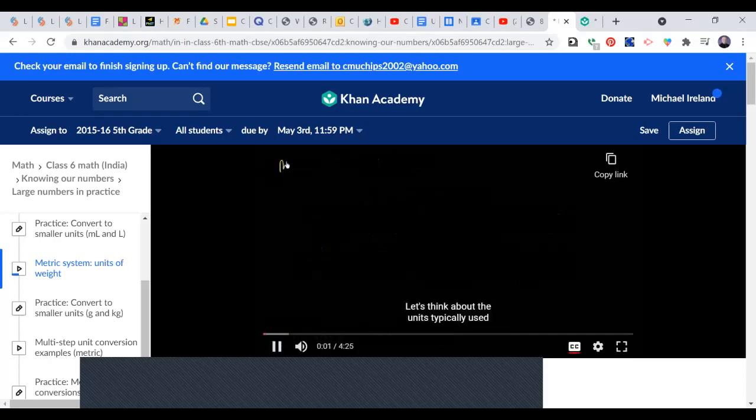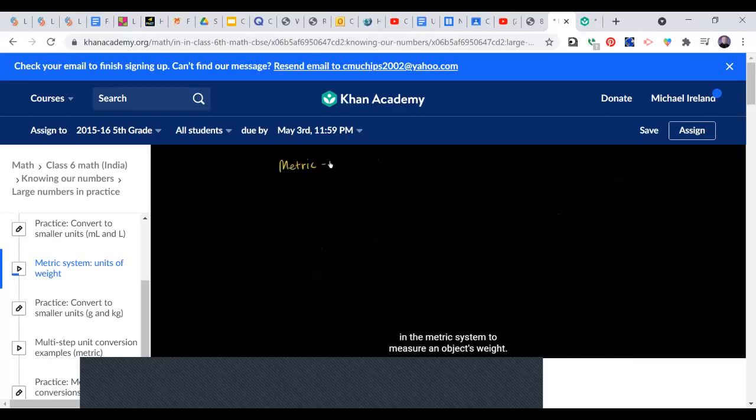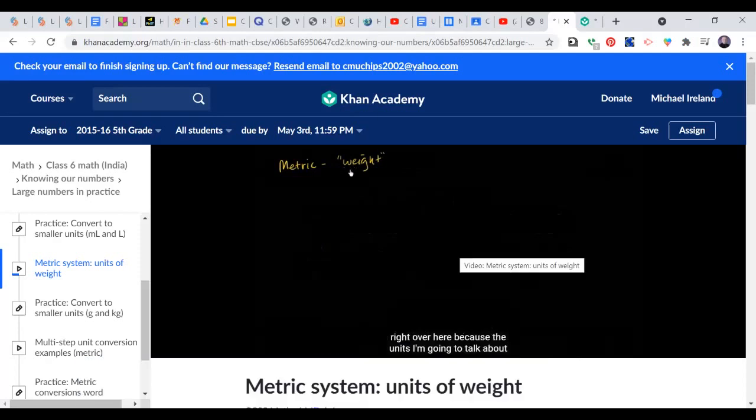Let's think about the units typically used in the metric system to measure an object's "weight." I'm putting weight in quotation marks because the units I'm going to talk about are, if we wanted to be technical, units of mass. And as we'll see later on in our scientific careers, weight and mass are not the same thing. They are related. Mass you could view as how much stuff there is. How much substance does an object have? How hard is it to change the velocity of an object? While weight is the force that gravity is pulling down on that object.